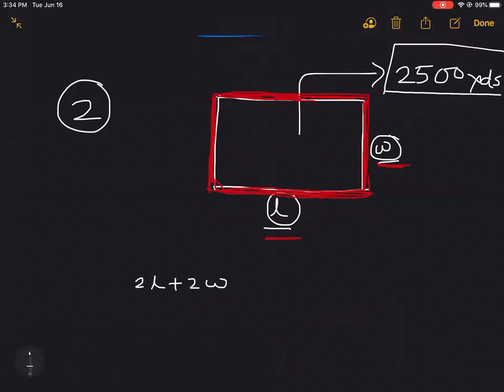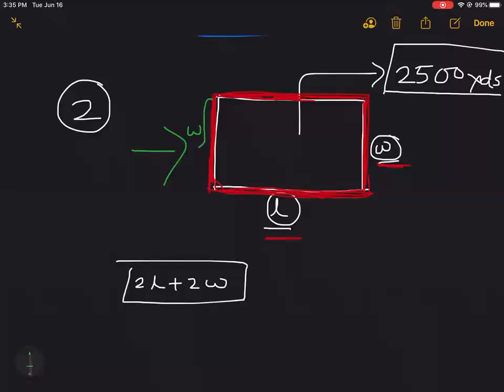You need to remember this. I don't think this will be given in your exam, but just in case you don't remember the formula, generally the perimeter is the sum of all the sides. So as you can see in this rectangle, I have two W's.